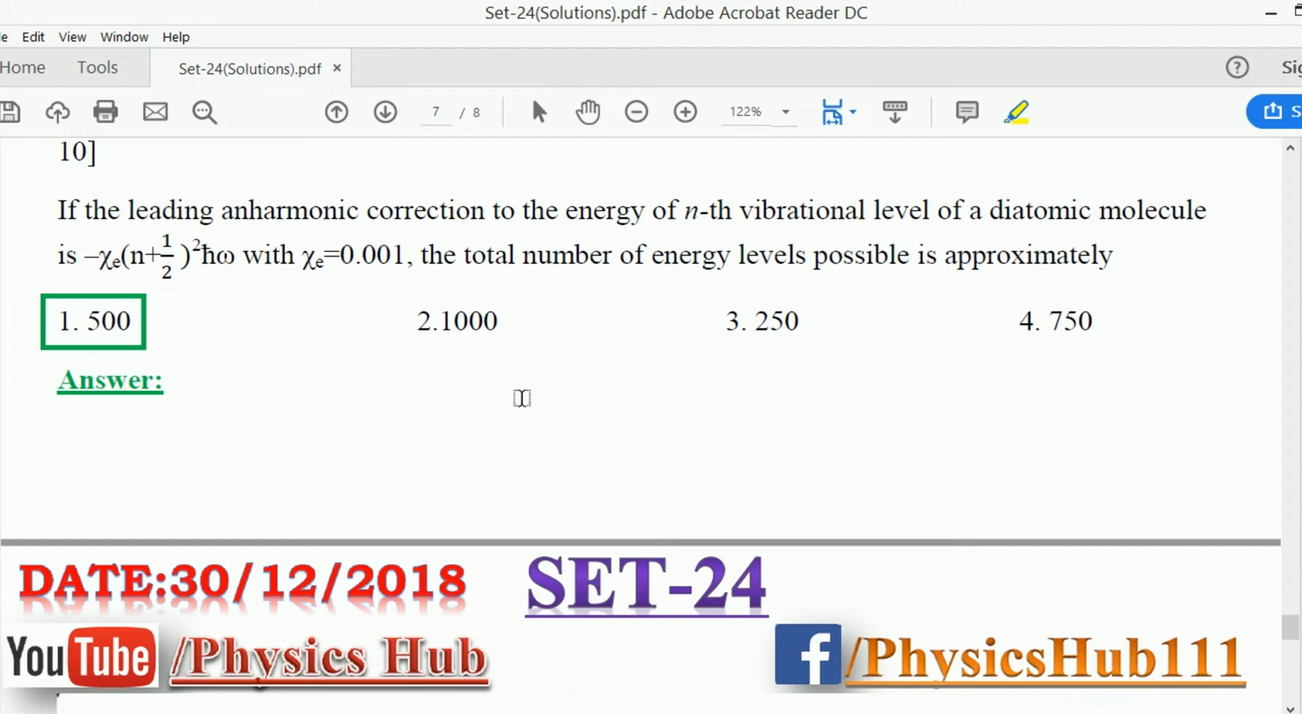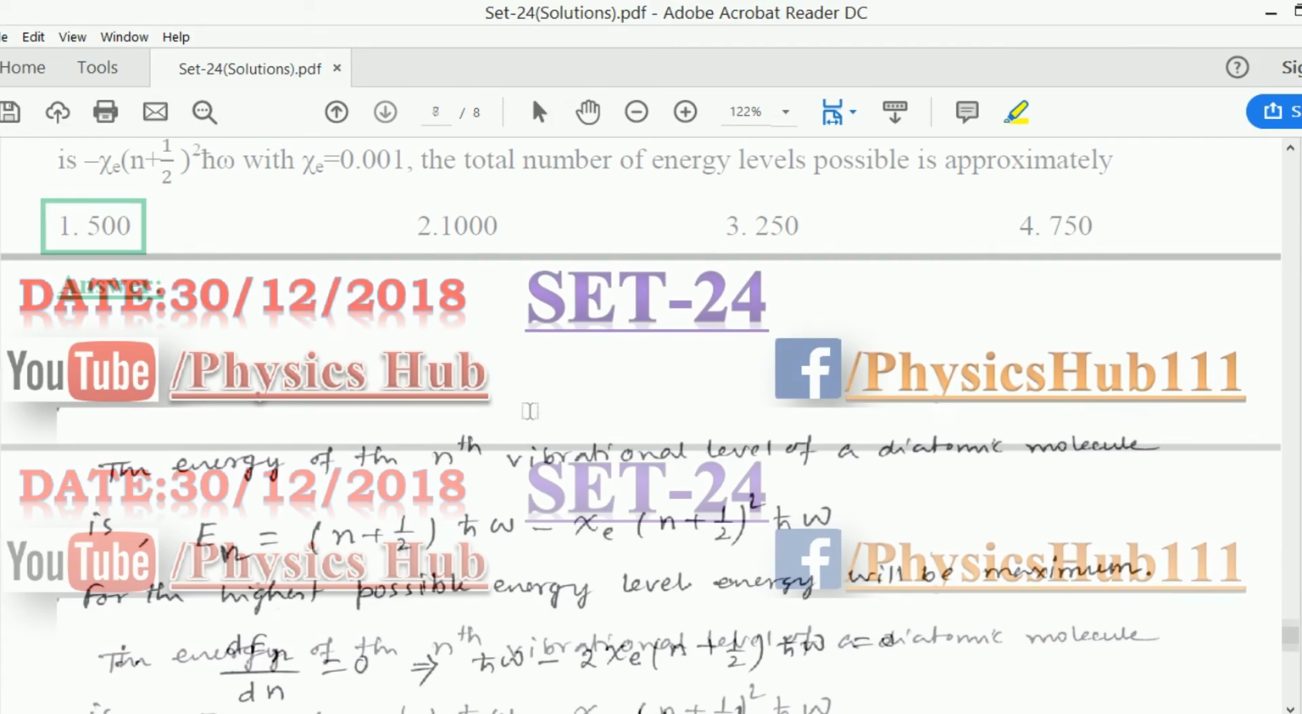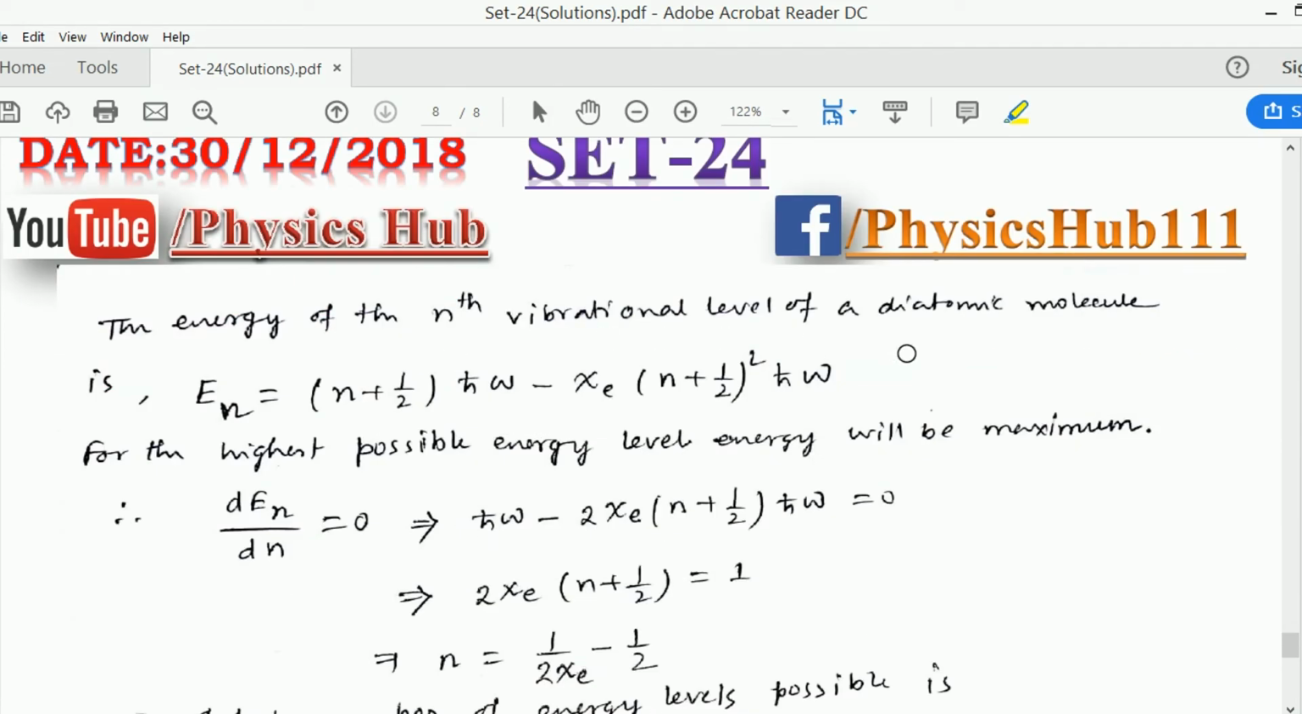If the leading anharmonic correction to the energy of the nth vibrational level of a diatomic molecule is minus chi_e times (n plus half) whole square times h cut omega, with chi_e equal to 0.001, the total number of energy levels possible is approximately. The energy of the nth vibrational level of a diatomic molecule is E_n equals (n plus half) h cut omega, this is the energy of the nth vibrational level of a diatomic molecule.